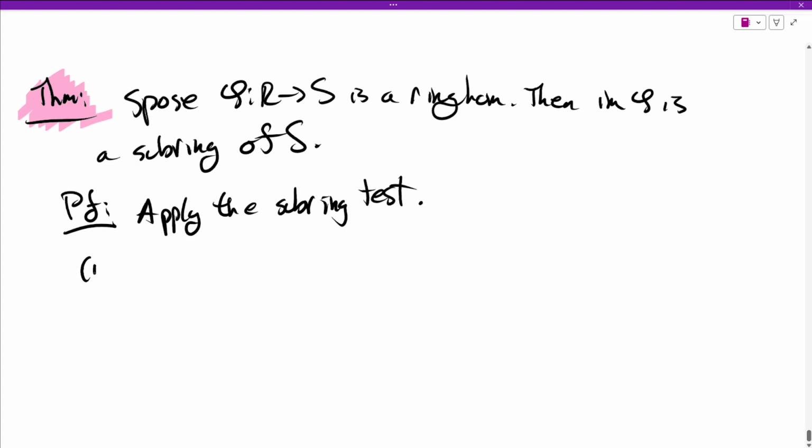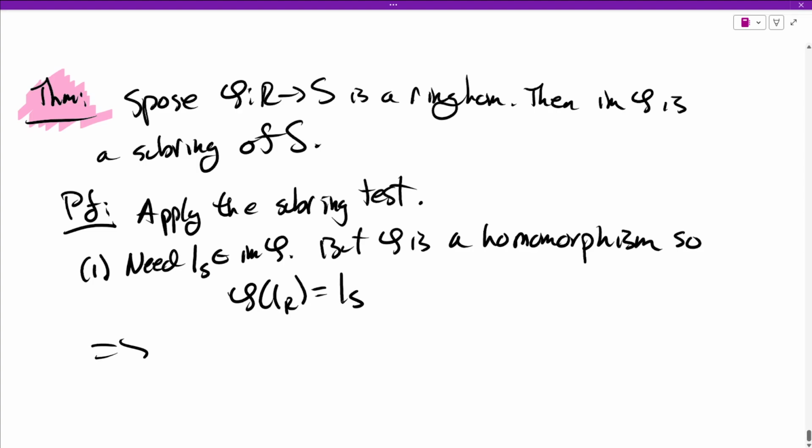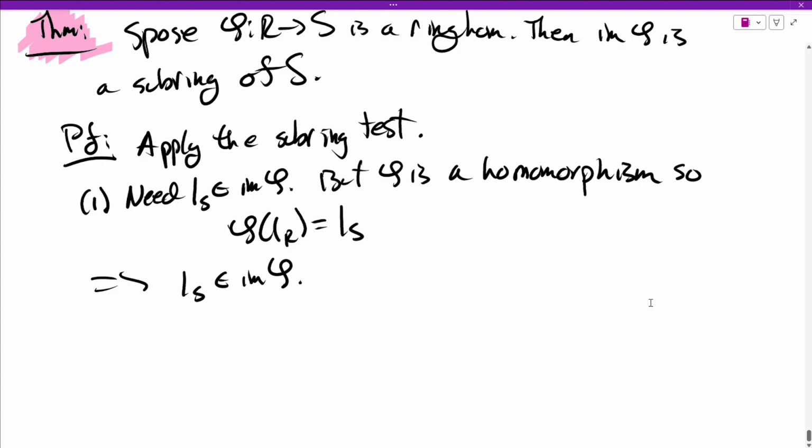So we first are going to show that it has the identity. We need that the 1 in S is in the image. But phi is a homomorphism, and all ring homomorphisms send 1 to 1. In particular, the 1 in S is an output of phi, so 1_S is in the image of phi, because it's phi of something. Great. So we have 1. We now need to check it's closed under subtraction.